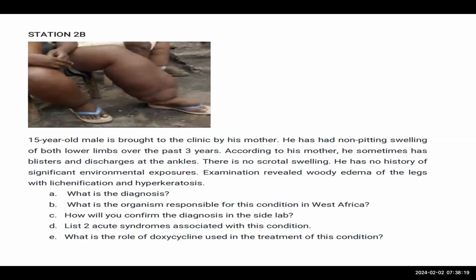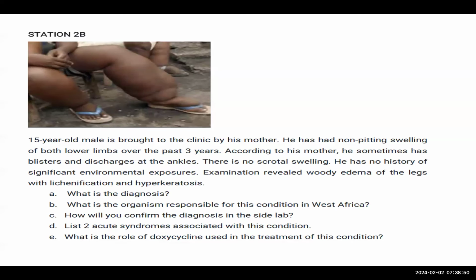So we have a 15-year-old male brought to the clinic by his mother. Let's note the age. He has non-pitting swelling of both lower limbs over the past 3 years, so it's a chronic thing. According to his mother, he sometimes has blisters and discharges at the ankle. There is no scrotal swelling. This is also relevant. He has no history of significant environmental exposures. Examination revealed woody edema of the legs with lichenification and hyperkeratosis.